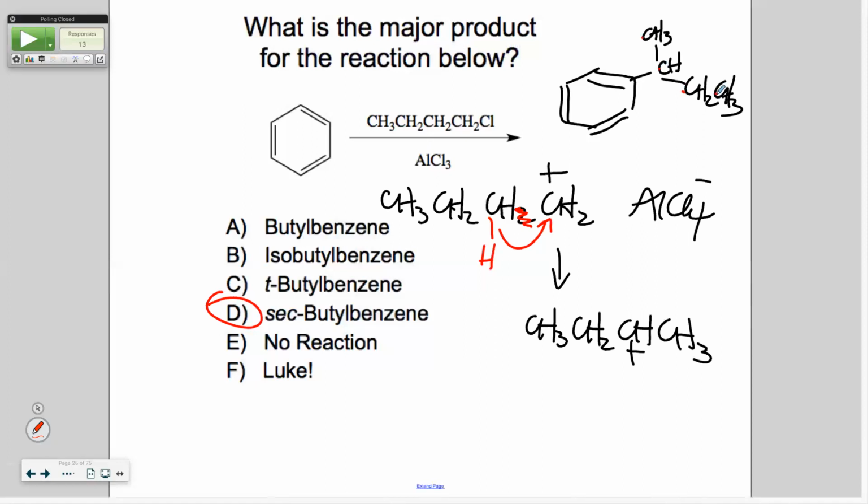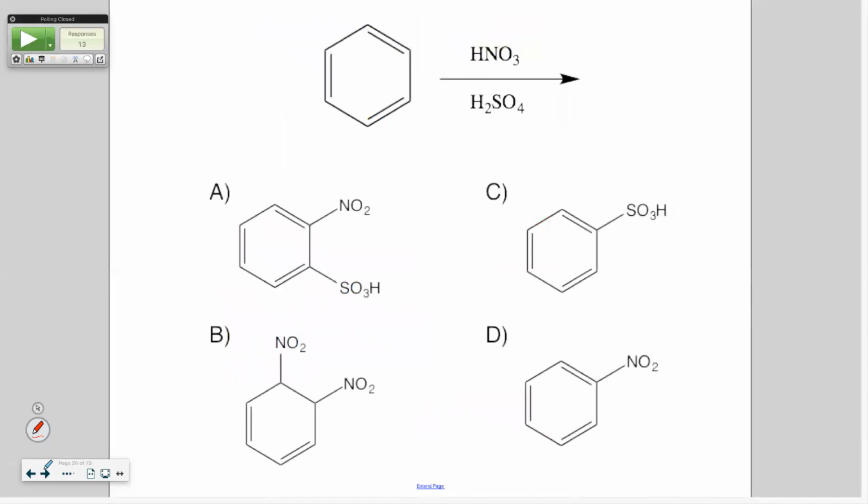What is isobutylbenzene? CH2, CH, CH3, 2. That's isobutylbenzene. See, butylbenzene was on the left. Okay, help you remember. Okay, what do you get from that one?